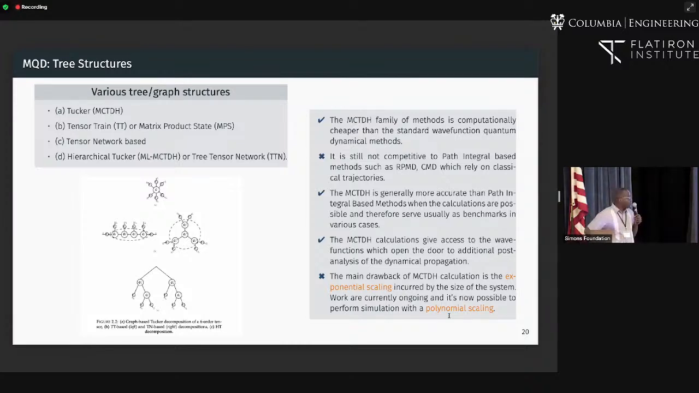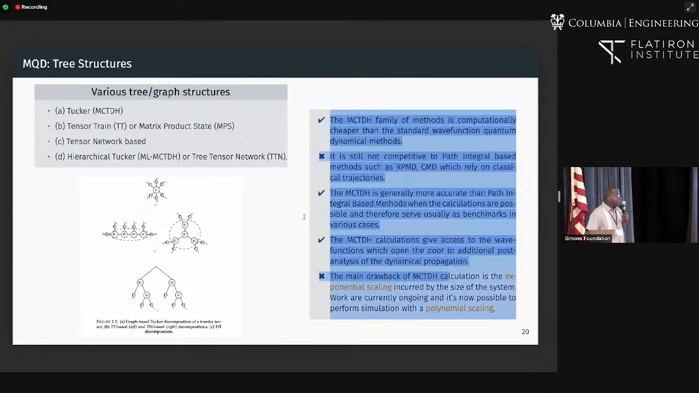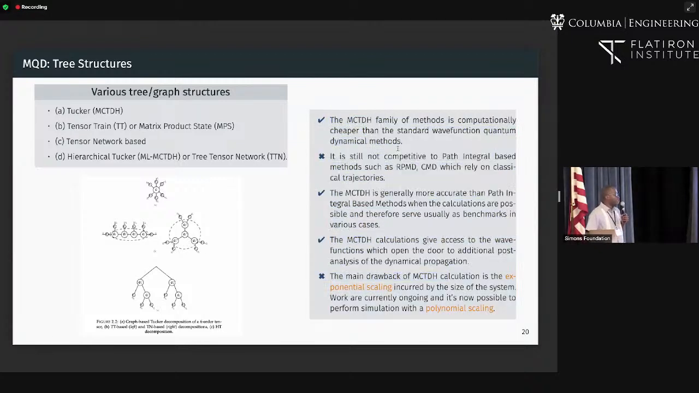Additionally, what I can say about the MCTDH method is that it's computationally cheaper than the brute force method that I mentioned initially, but it's still much more expensive than those other quantum dynamics methods like ring polymer molecular dynamics and train molecular dynamics, because they rely on classical trajectories. But most of the time, when it's possible to run this kind of calculation, they are considered the benchmark because they are exact, as a matter of fact, if you can run them. What is really beneficial is the fact that because you have the wave function, you can really follow the system, study the system, and get additional information from the propagation.